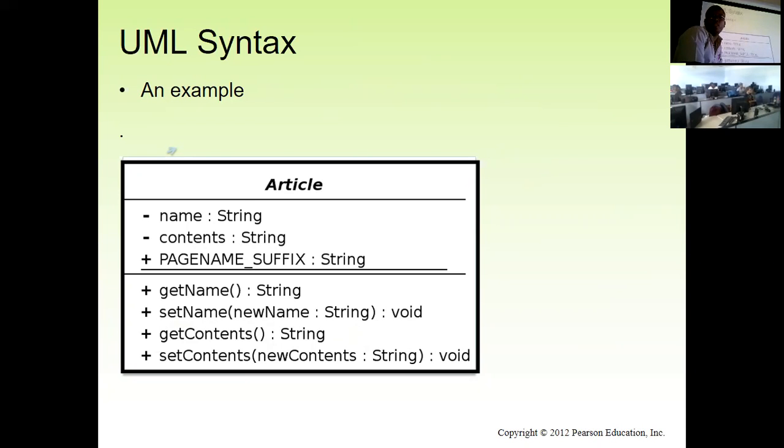Now, in this case, we have a name which is private, and then we have the type, which is string. So what comes after the colon is the type. So name is of type string. Yes? Of course, page name suffix.